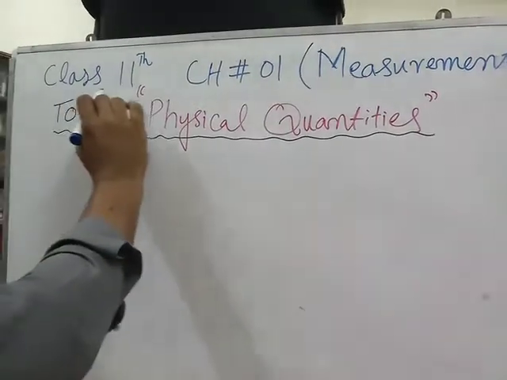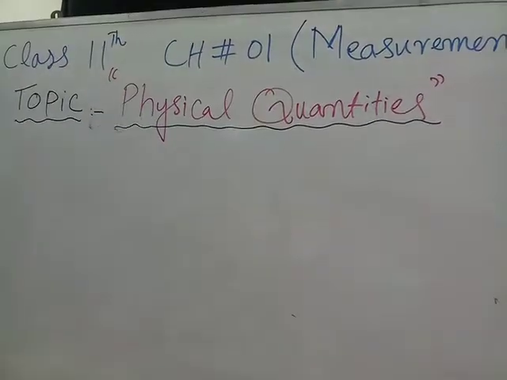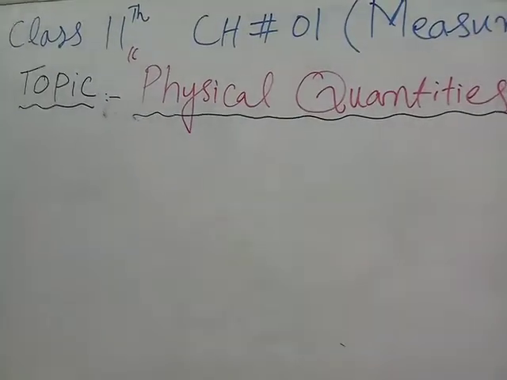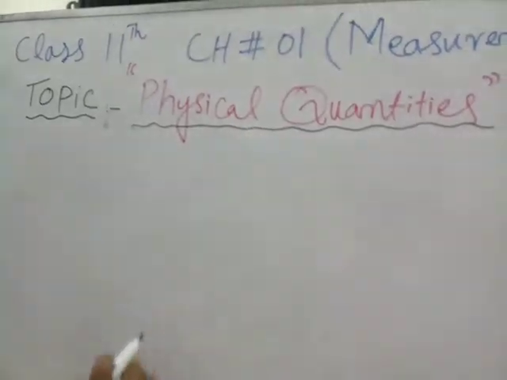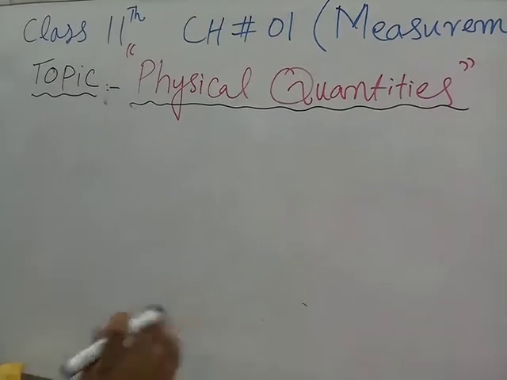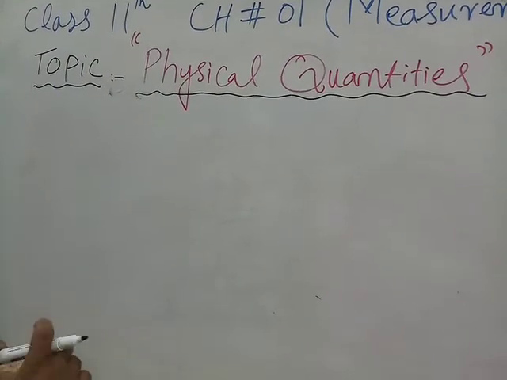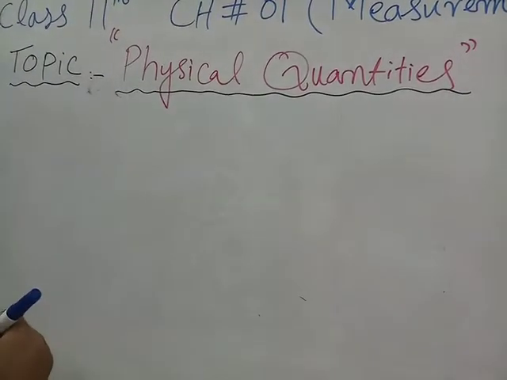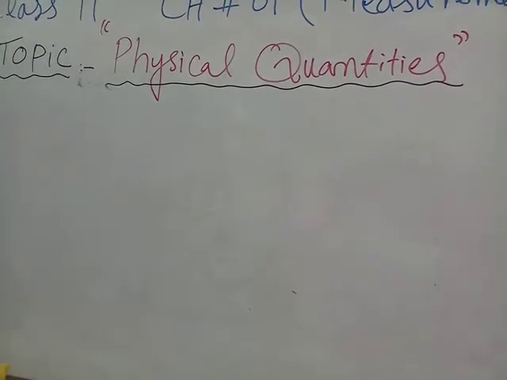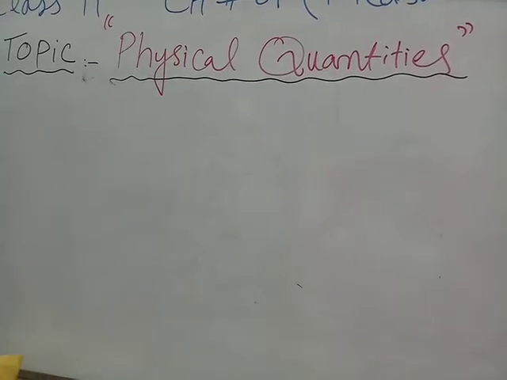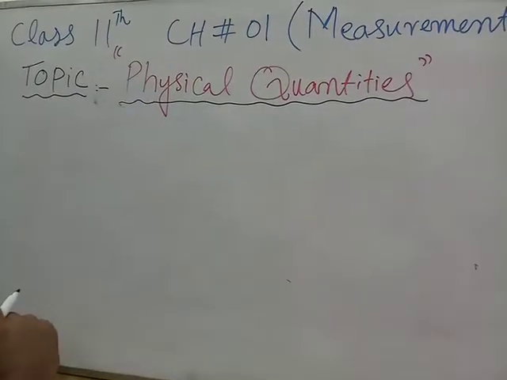Today we discuss class 11 chapter 1 measurements, and the topic is physical quantities. From the exam point of view, the question is: define physical quantities and also define its types. First of all, we discuss what is meant by physical quantities. The definition of physical quantities is: all measurable quantities are called physical quantities. It means in physics, every quantity which is measurable is called a physical quantity.